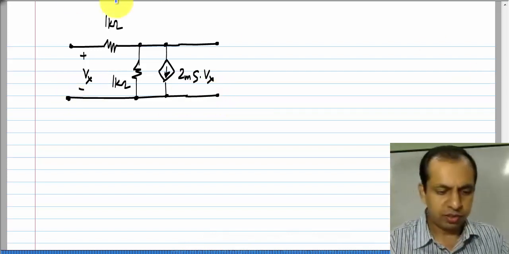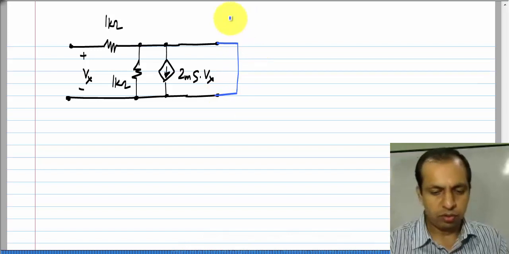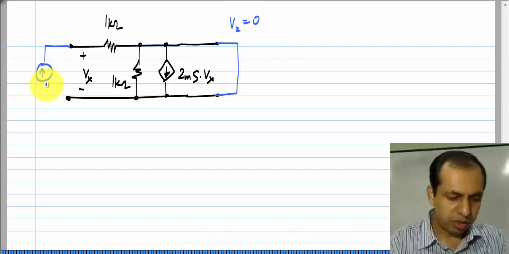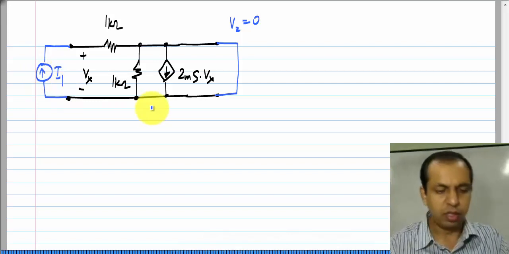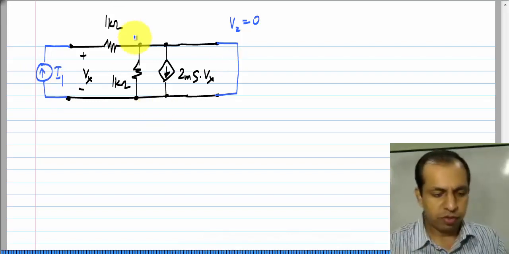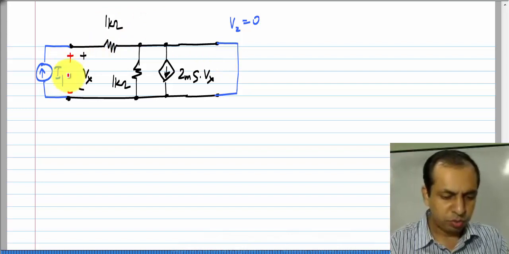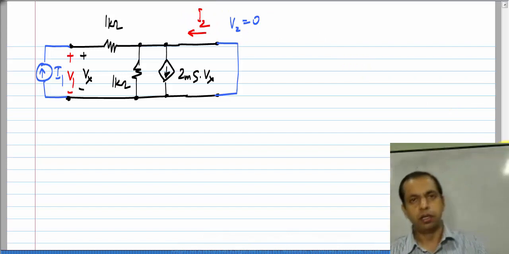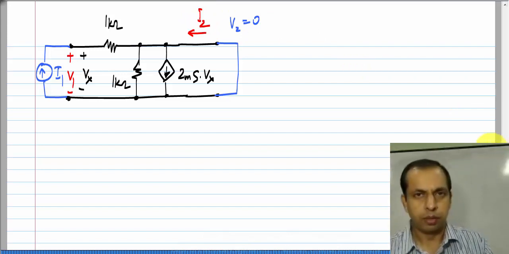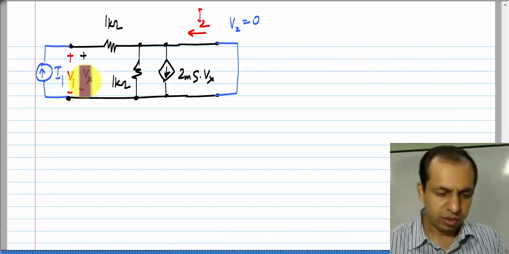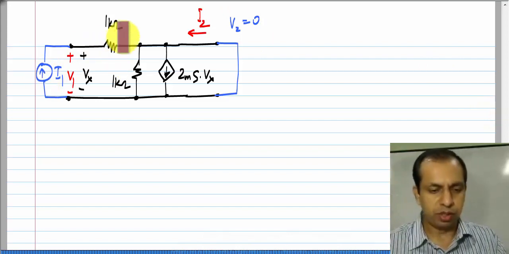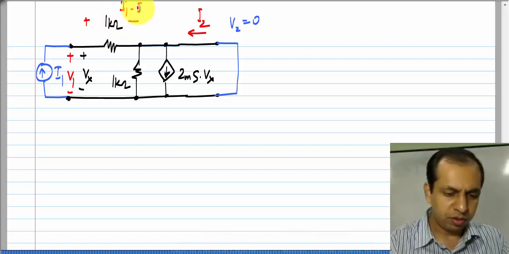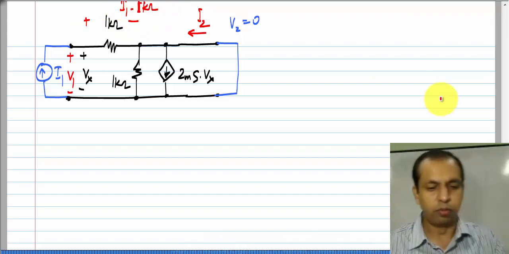And for the first case, we set V2 equal to 0, or short circuit port 2, apply current I1, and we want to find this voltage V1 and that current I2. Okay. So, how do we do this? First of all, this I1 simply flows through this 1 kilo ohm. So, across this we have I1 times 1 kilo ohm.